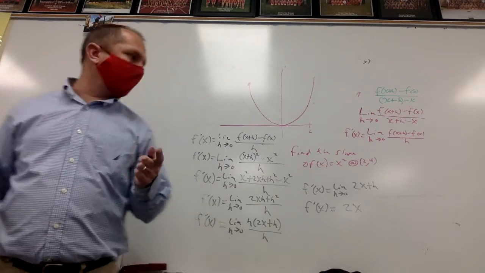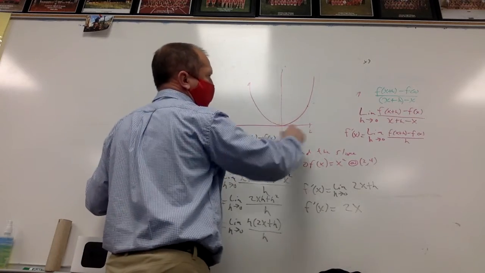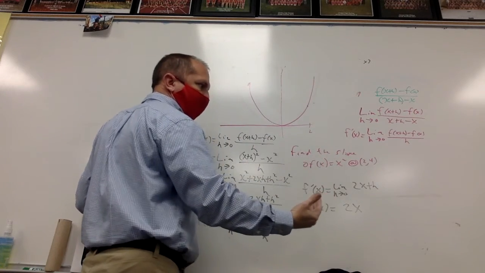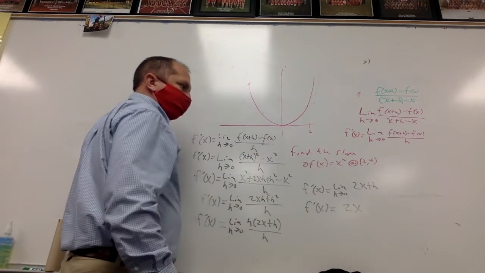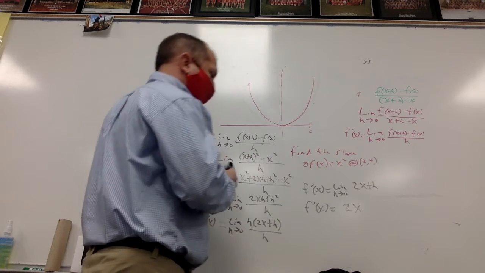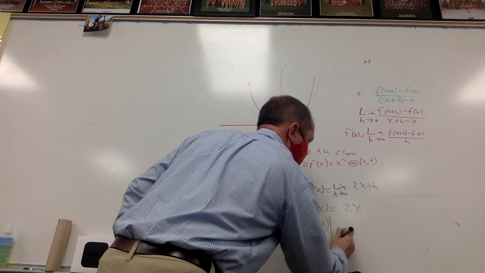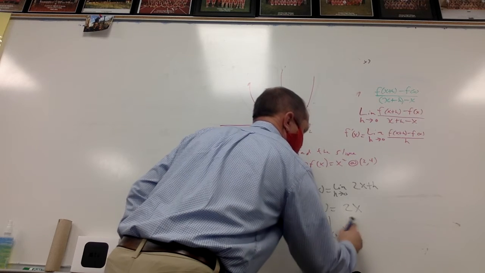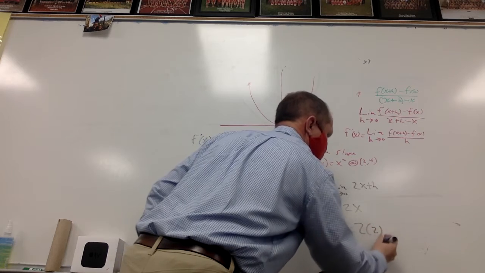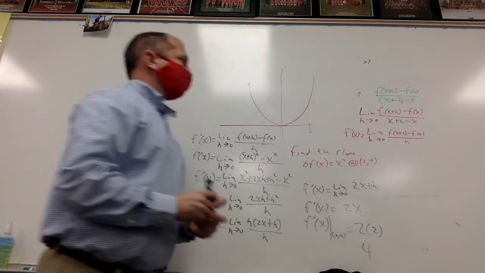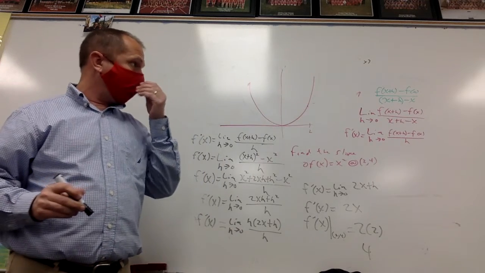So now we can figure out the slope. Well, it says that the slope anywhere on this curve is 2x. What's my x value on this point? 2. So f prime of x at the point 2, 4 is equal to 2 times 2, which is 4. So the slope of this curve at this point would be 4.